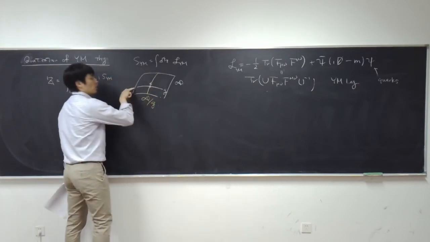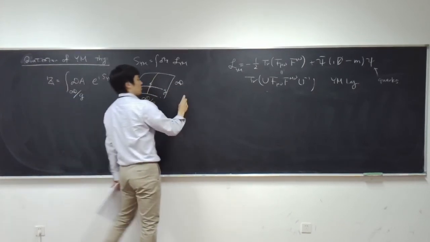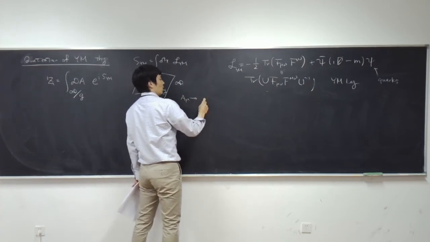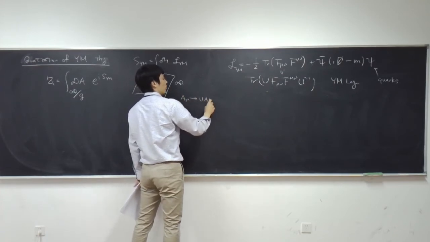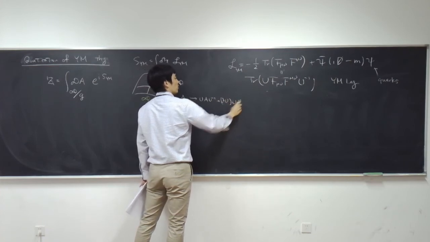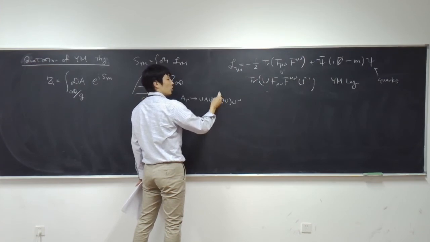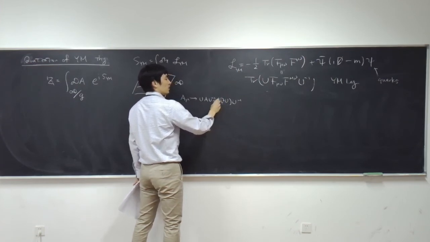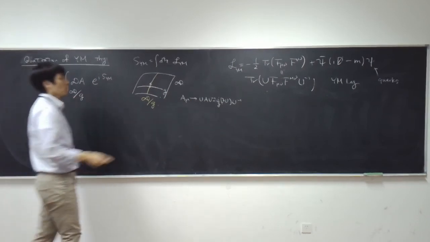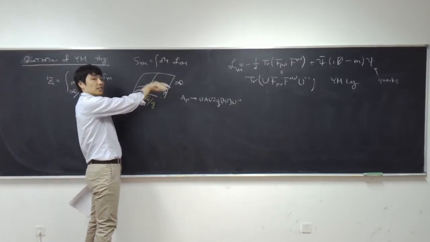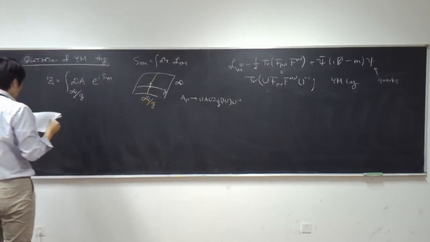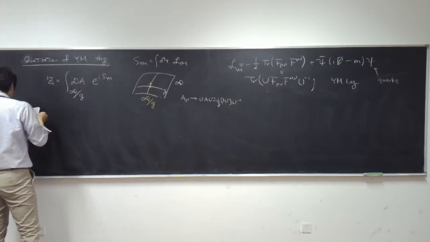By gauge transformation, A is transformed like, as I mentioned, U A U inverse plus i U partial U inverse, with the proper factor of i over g. That's how it transforms under the gauge transformation. So there are infinitely many copies of the same configuration, but you have to mod that out. To do that, we introduce the so-called one.